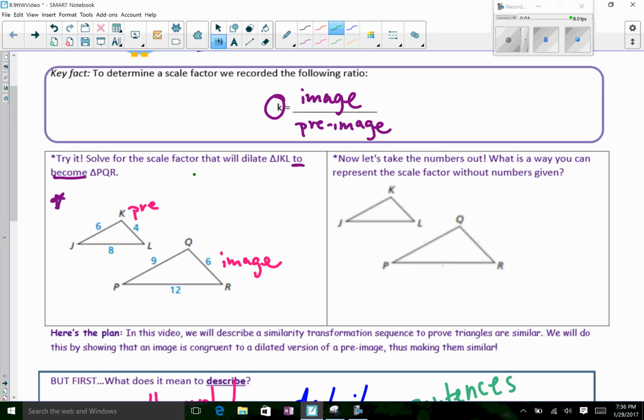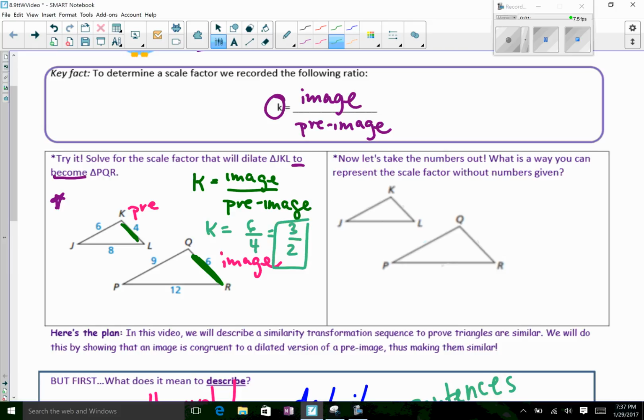And then to calculate the scale factor, you just have to choose a pair of corresponding sides. And as long as they're corresponding, it doesn't matter which combination of two that you choose. So I want to calculate my scale factor. It's image over pre-image. And I'm going to use the sides that I had highlighted in green to get that information. So my K value should be image is 6 over the corresponding pre-image is 4. So that becomes 3 over 2 for my K.